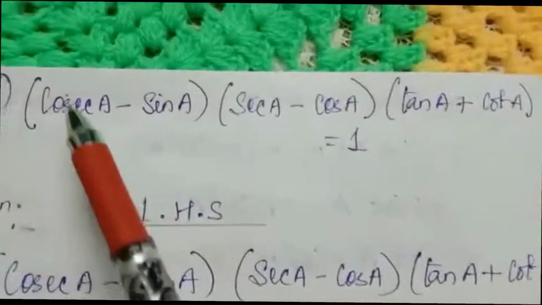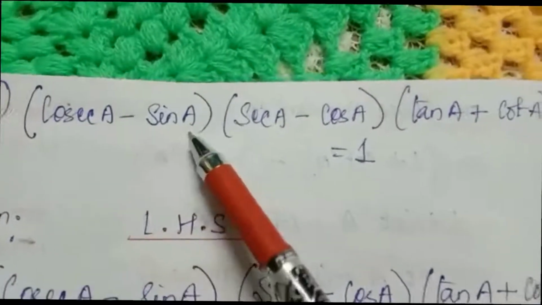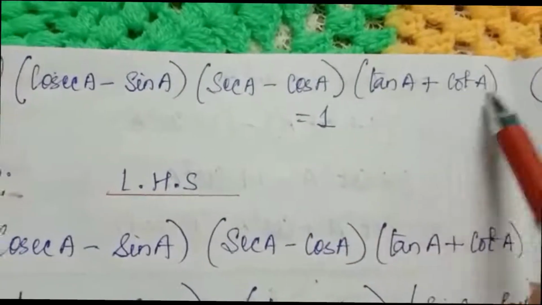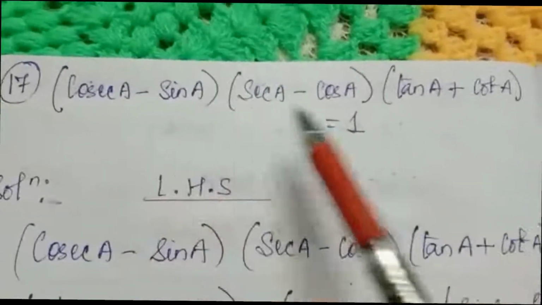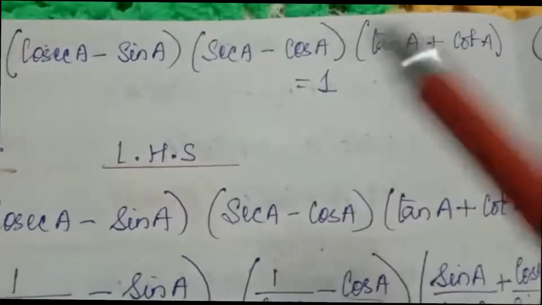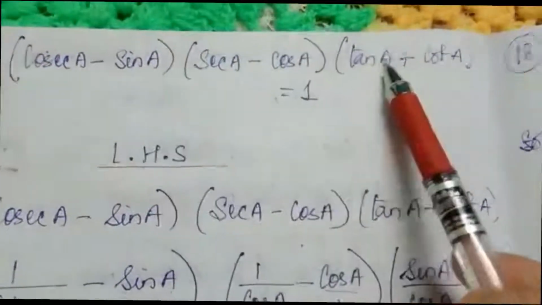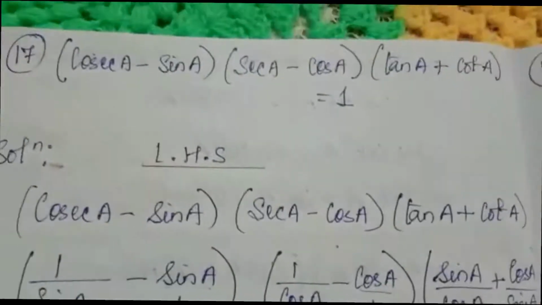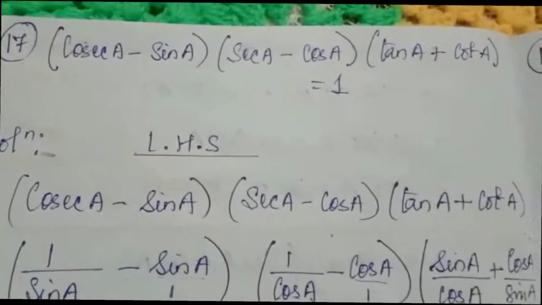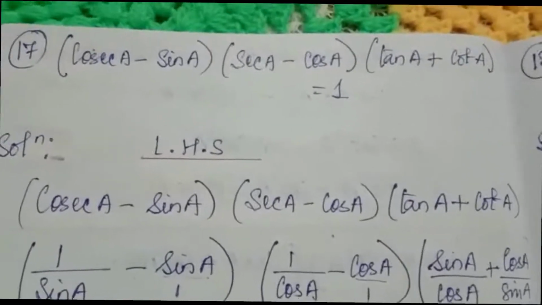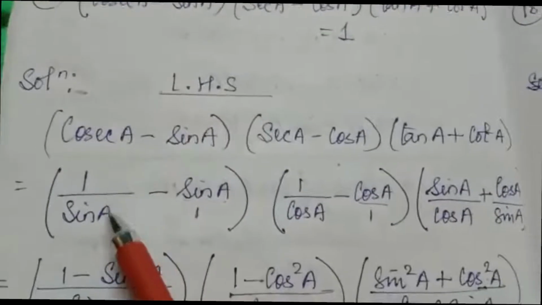Number 17. (cosec A - sin A)(sec A - cos A)(tan A + cot A) = 1. Now if you see the left hand side, you have different trigonometrical ratios, and the right hand side is simply 1. You have to solve this and your answer must be 1. So in this case you will try to express each term in terms of sine or cos. Cosec can be written as 1 by sine because it is the reciprocal of sine.